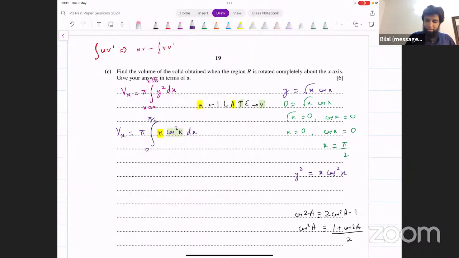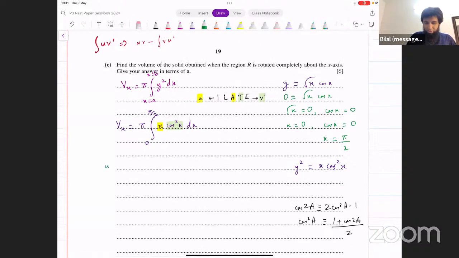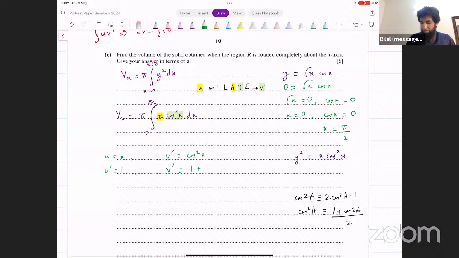U is x. I'm going to do that calculation here on the side. U is x. V dash is cos square x. What's u dash? That is 1. What is v going to be? What's the integration of this? For integrating this, we should first write this in that form. What does that become? Using this, 1 plus cos 2x divided by 2.